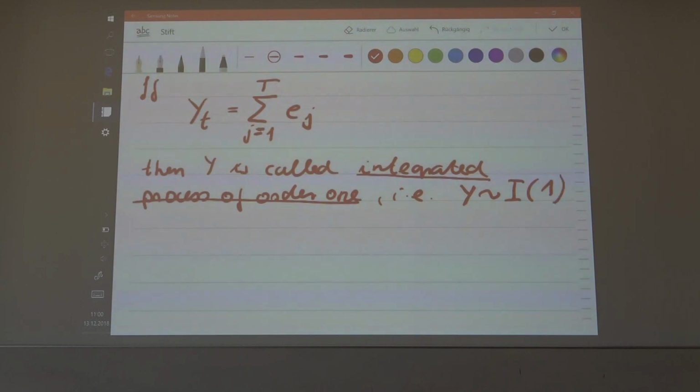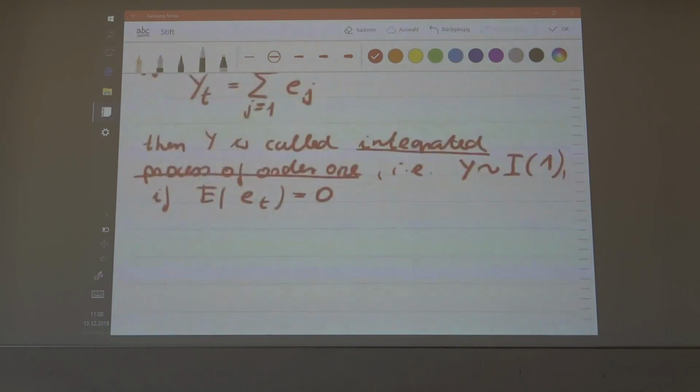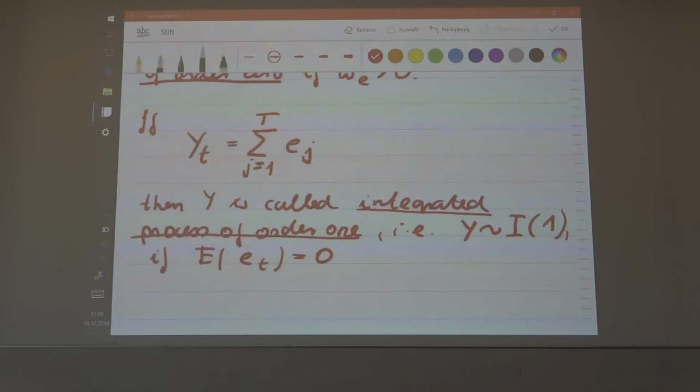So the integrated process, if the expectation of the process e is going to be 0, that is something that we also need to have. Again, the process is stationary, so the expectation does not depend on time, but in particular, if the expectation is 0, then of course this can be written like that.